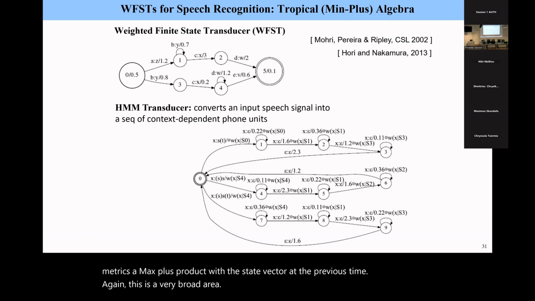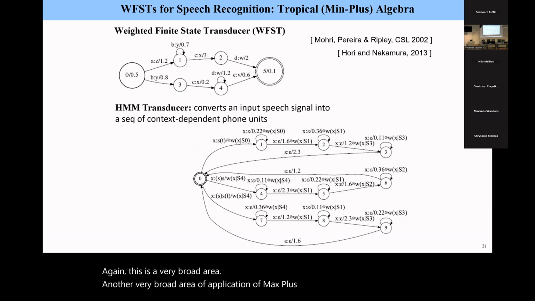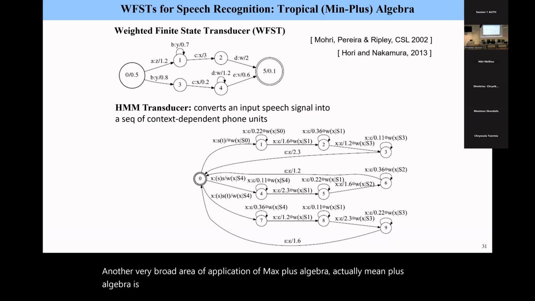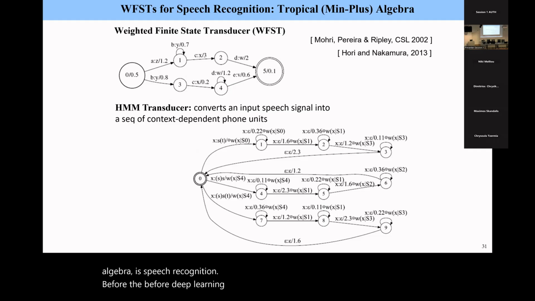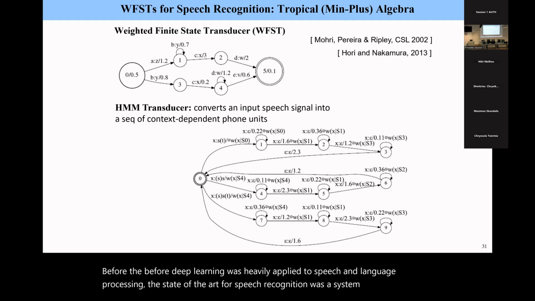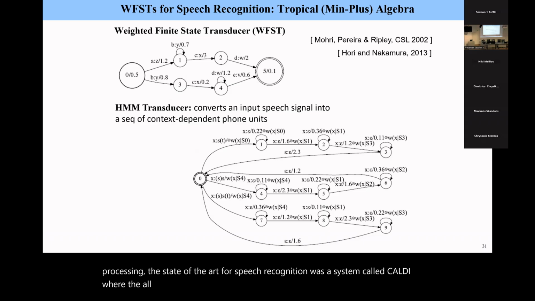Another very broad area of application of max plus algebra, actually min plus algebra, is speech recognition. Before deep learning was heavily applied to speech and language processing, the state of the art for speech recognition was a system called Kaldi, where all these HMMs that were used for speech recognition were implemented on graphs.